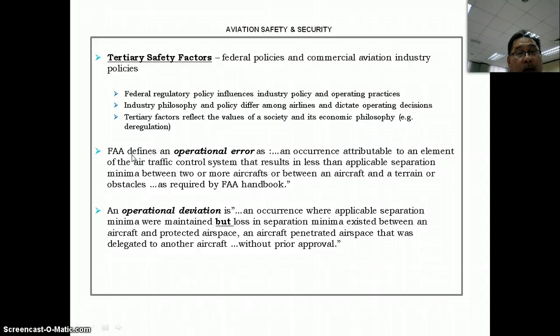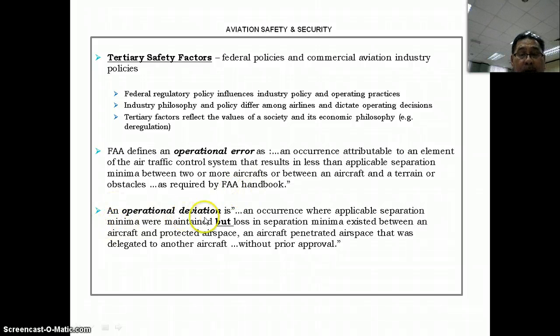FAA defines an operational error as what? It is an occurrence attributable to an element of air traffic control system that results in less than applicable separation minima between two or more aircraft, or between an aircraft and a terrain or obstacles, as required by FAA handbook.